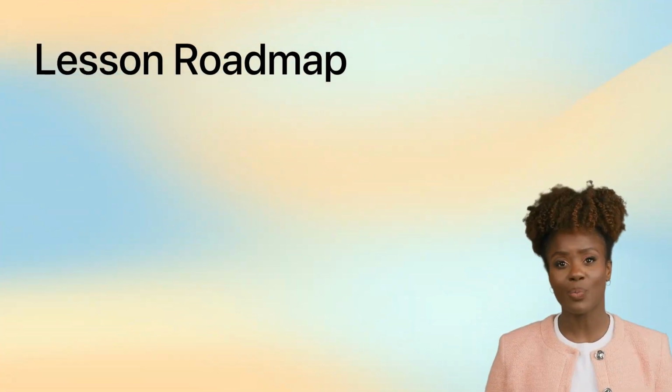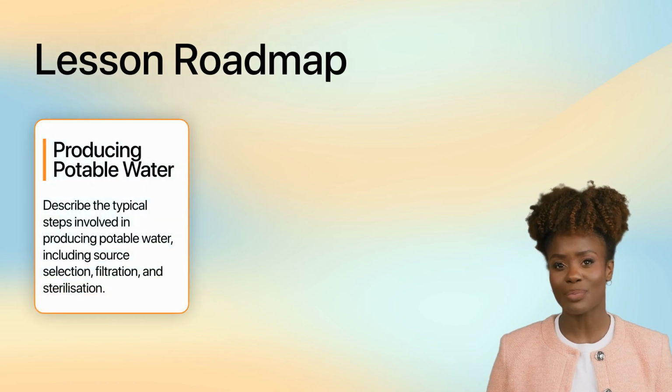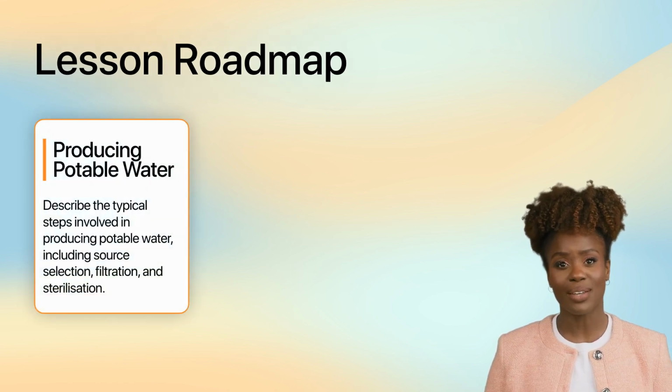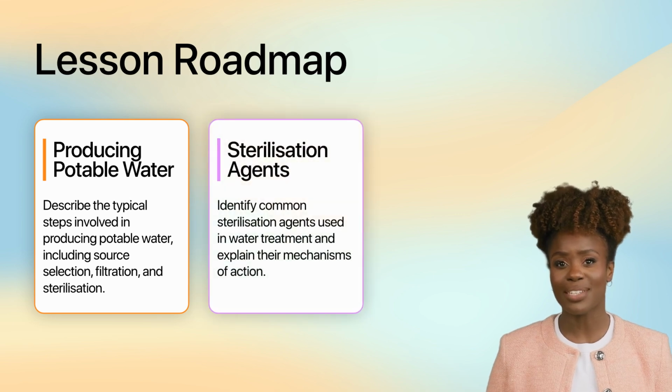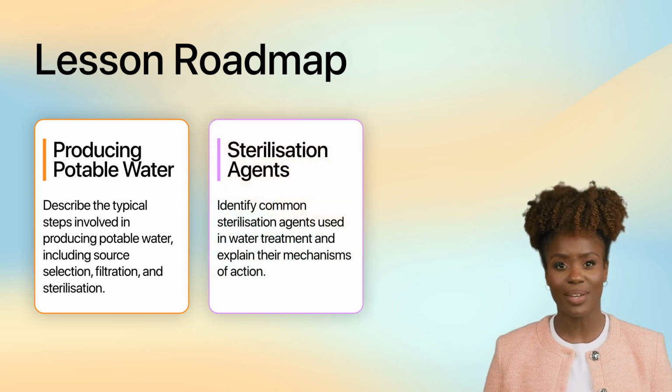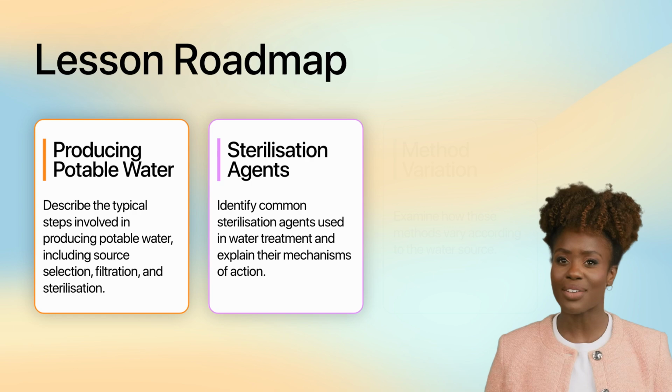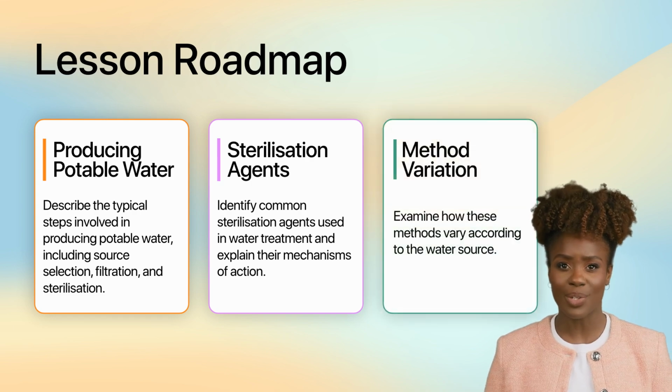In today's lesson, we'll begin by describing the typical steps involved in producing potable water, including source selection, filtration, and sterilisation. We'll then spend some time identifying common sterilisation agents used in water treatment and explain their mechanisms of action. Finally, we'll touch on how these methods vary according to the water source.